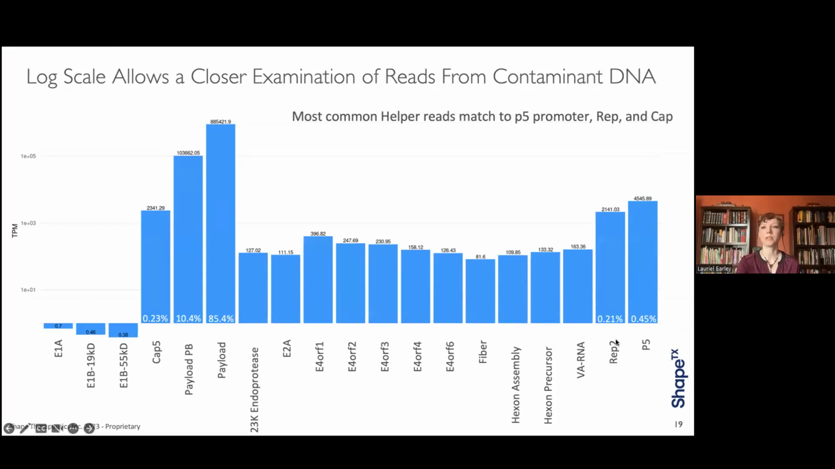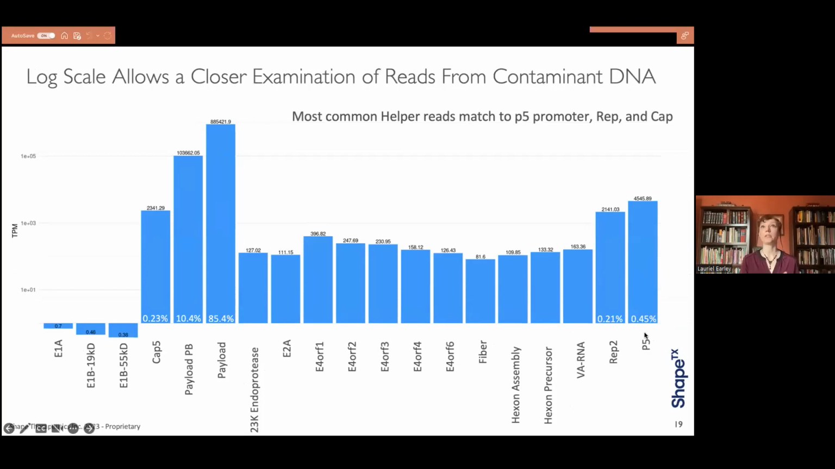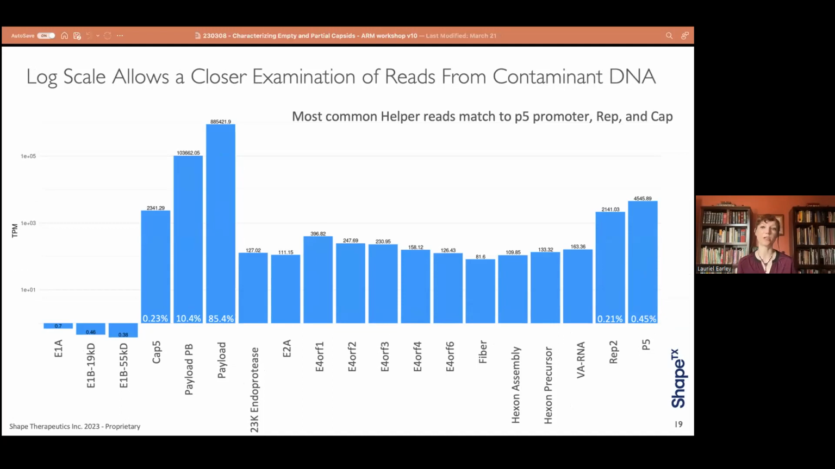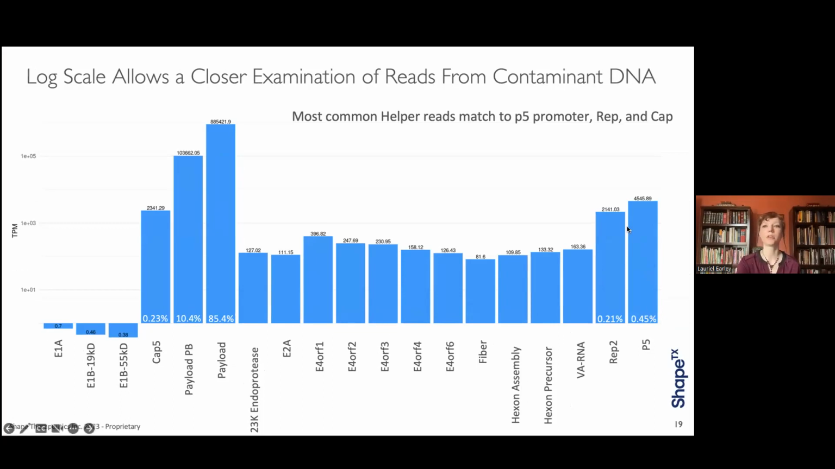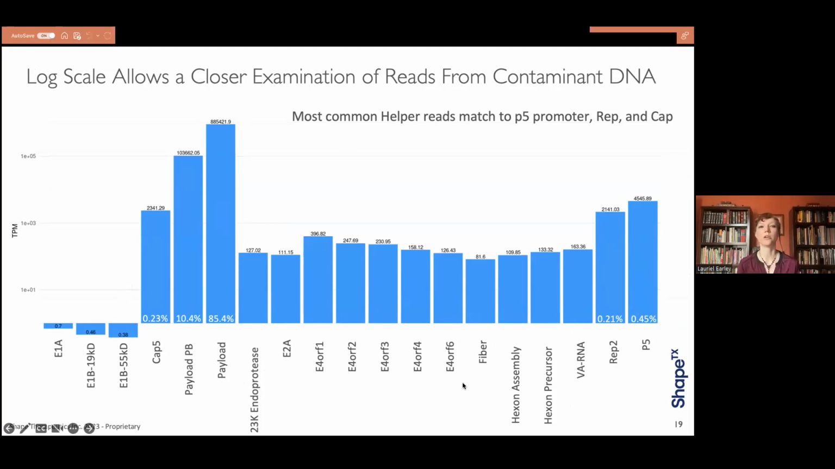Here we can see that when we look at our P5 promoter, which has been characterized in the literature as sometimes having an ITR independent packaging method, we see higher coverage across that and Rep and Cap than we do across any of these adenoviral helper genes, which are like 2 logs lower than our payload.